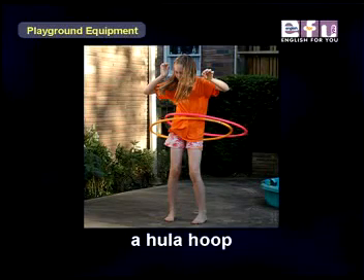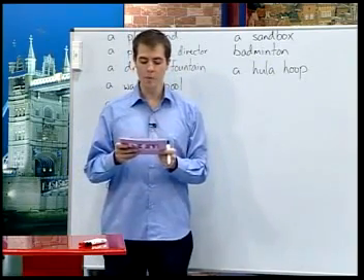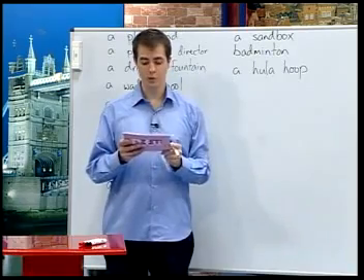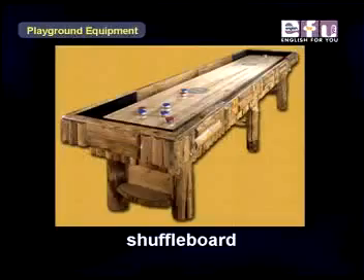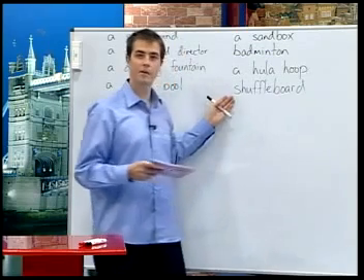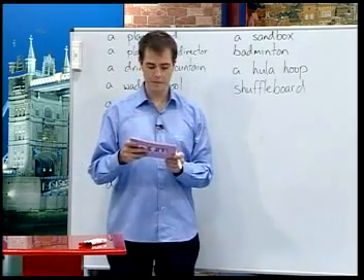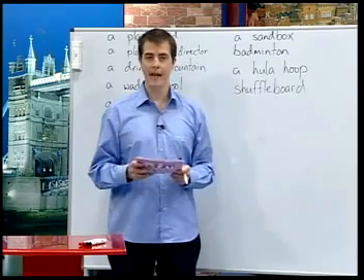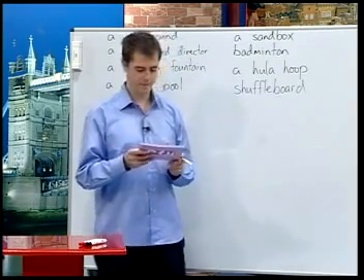A hula hoop is a large ring that you swing around your waist by moving your hips. Shuffleboard. A shuffleboard is a game in which you use a long stick to push a round, flat object towards an area with numbers on it.